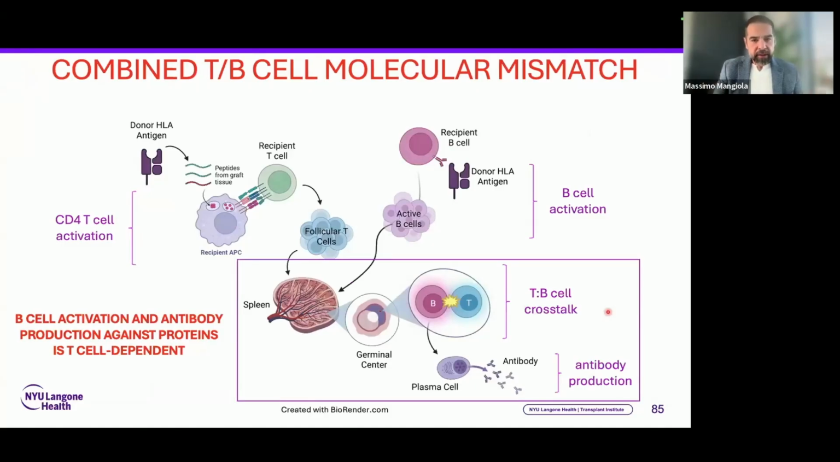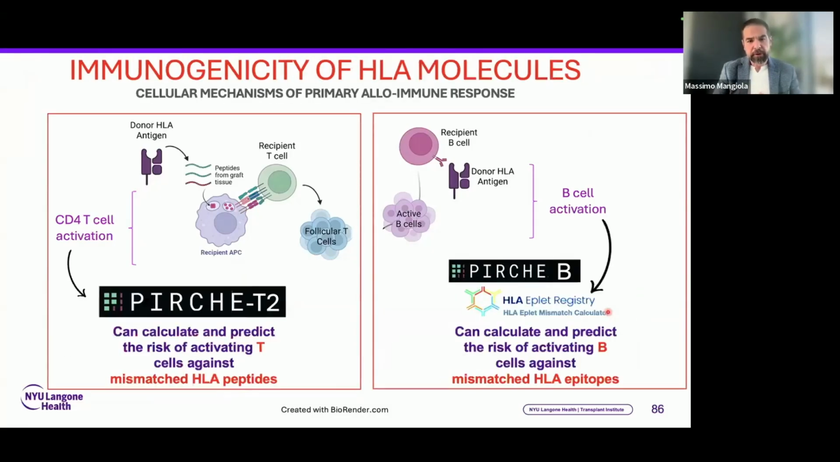The other important thing to remember always, which links to the next sets of publication, is that the activation of B cells and production of antibody from a protein, a non-self protein, is T cell dependent. And so the two algorithms together is probably what we should start considering seriously, as opposed to just doing one of the two, because the two are linked to each other.